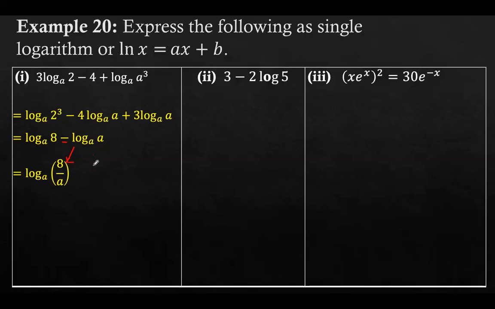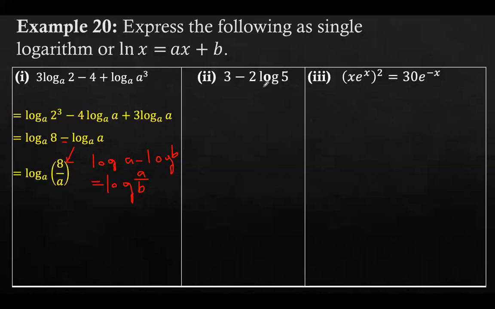Okay, so if I show you log A minus log B, it becomes log A over B. So remember this. We use this method. So number 2, 3 minus 2 log 5.